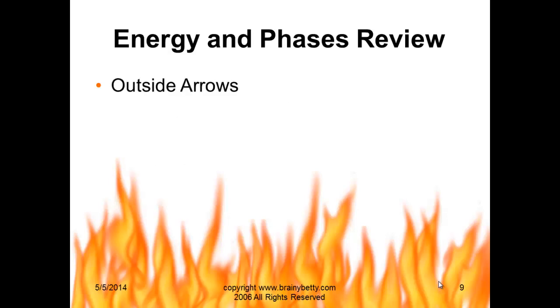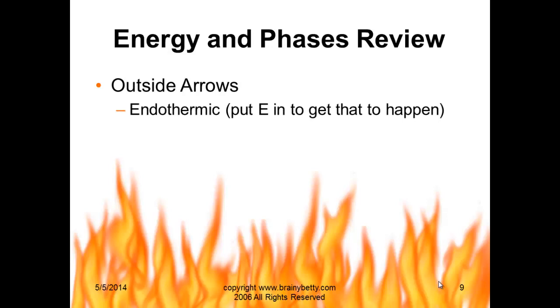Everything on the outside arrows would be just the opposite. The outside arrows are the things that are endothermic, where you have to put energy in to get that process to occur. We think about something like evaporation. Evaporation is going to happen a lot faster on a sunny day when it's warm outside, because there's energy going in, maybe to a rain puddle, and it would make it evaporate faster. Energy going in means you have an overall increase in potential energy.